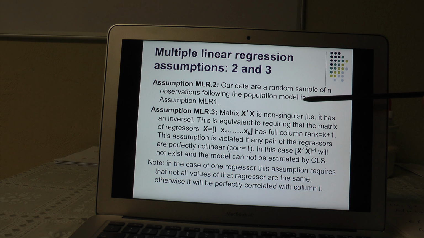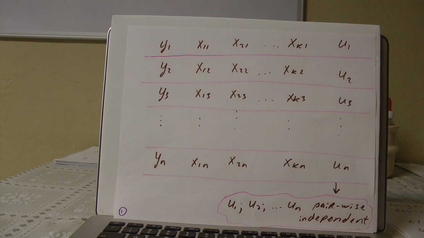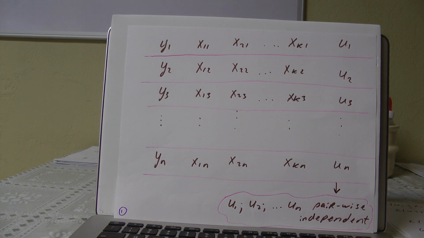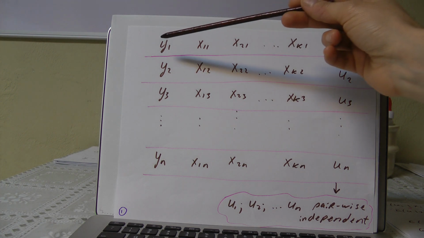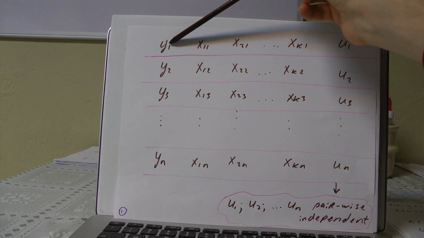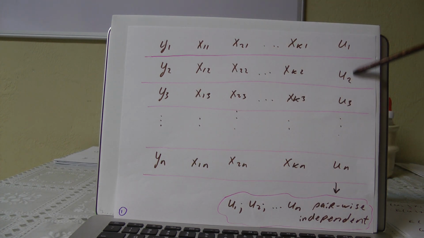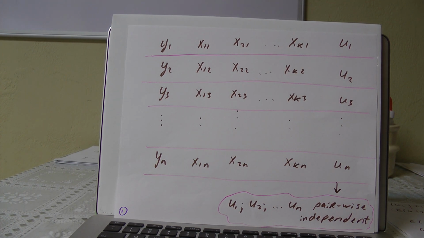The second assumption that we had before, and we will repeat, is that our data are a random sample of n observations, following the population model in the first assumption. Let me give you this slide that I have prepared for you, and let's walk through the items that I have put on here. Basically, these are your dependent variables, y1, y2, etc. Then there is this block of your independent variables, and then I have written your error terms.